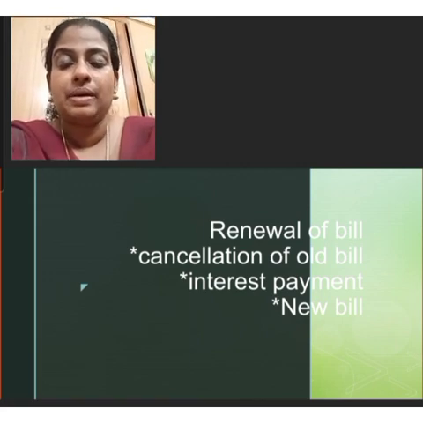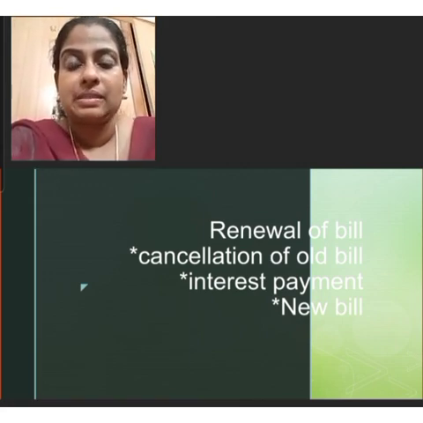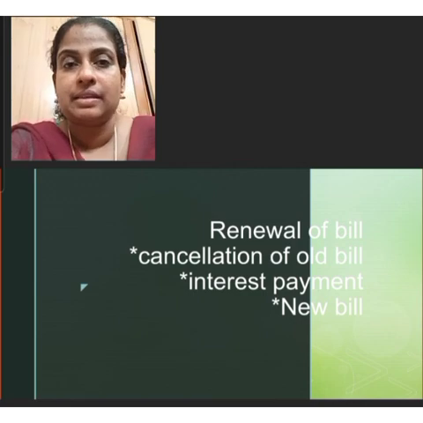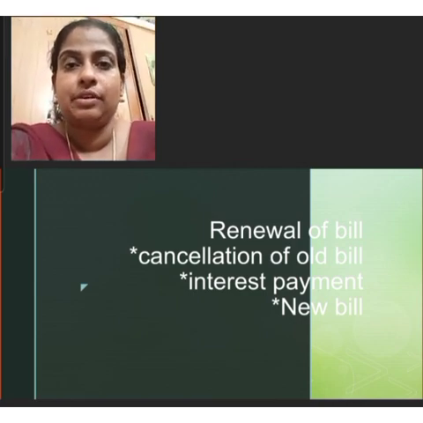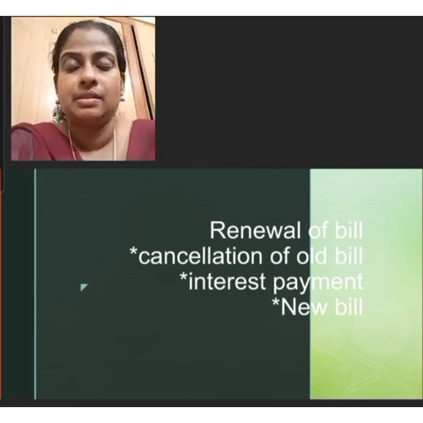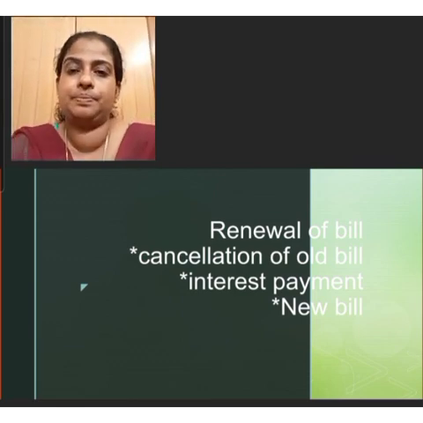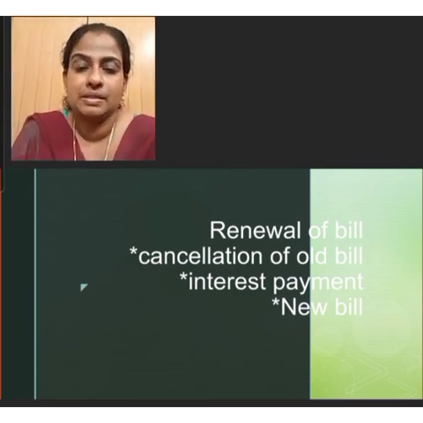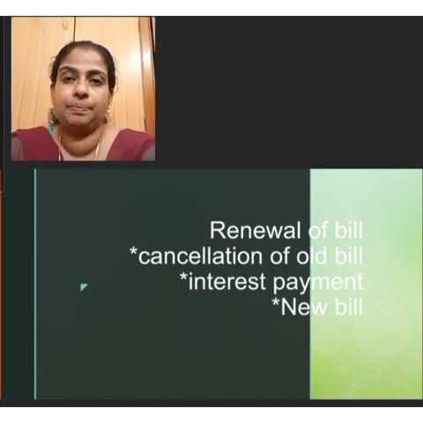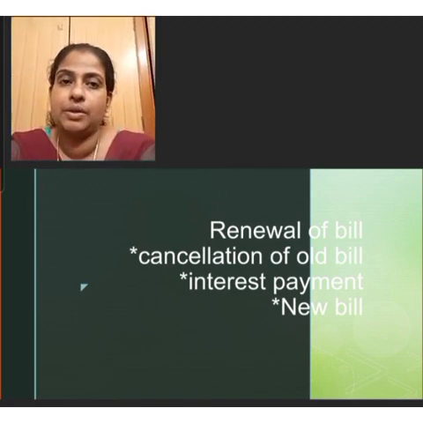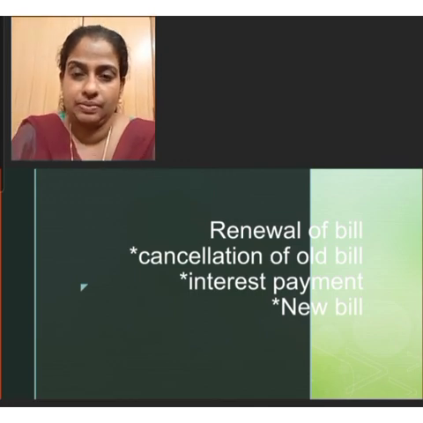Then next we want to pass the journal entry for accepting the new bill. Entry: A's account debtor 1474, discount account debtor 7 rupees to bills payable 1481. Then next we want to pass the journal entry for payment of the new bill. Entry: bills payable account debtor to cash account 1481.